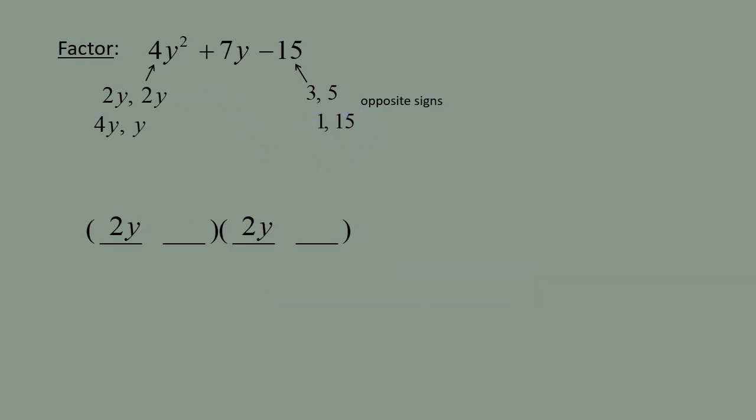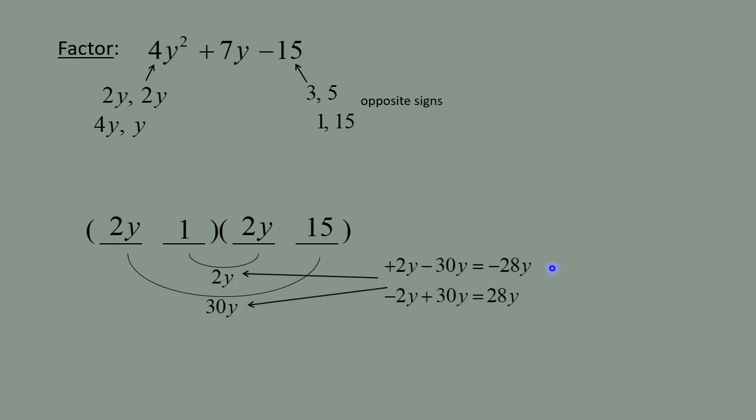So we're sticking with the 2y and the 2y in the first positions, and now we'll use the 1 and the 15 in the second or the last positions. And remember, these will have opposite signs. One will be positive and one will be negative. And that means that the product of the inner terms and the product of the outer terms will also have opposite signs, one positive, one negative. Therefore, we either get negative 28y or positive 28y for the middle term. Neither of those is the positive 7y that we need for the middle term in our trinomial.